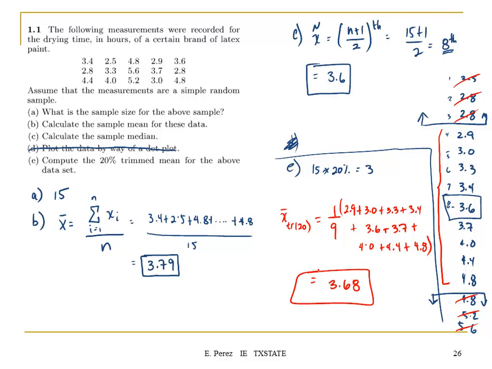So remember, you're not using these 6 numbers anymore, so your n now becomes 9, no longer 15. So that's important to remember. And then you only add those values that remain.